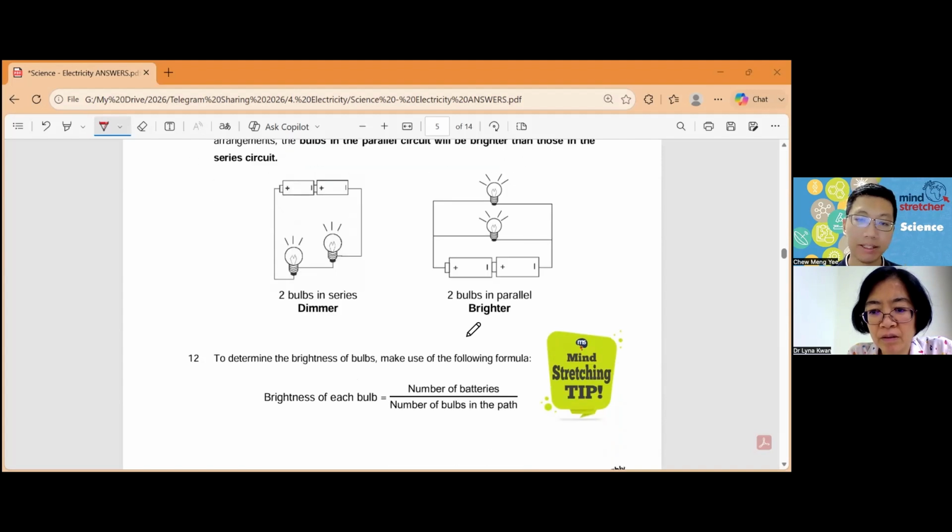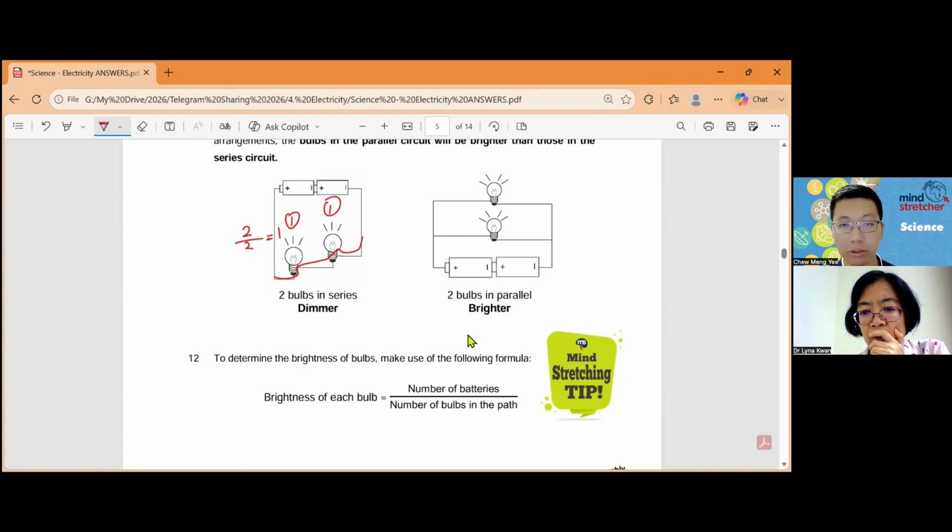Now, one easy way to determine the brightness is using this formula. If you have not learned it before, please use this. Let's try it out, for example the one above. Number of batteries, I have two. Number of bulbs in the path, there are two light bulbs. So 2 over 2 is equal to 1. So each of these light bulbs has 1 unit of brightness.